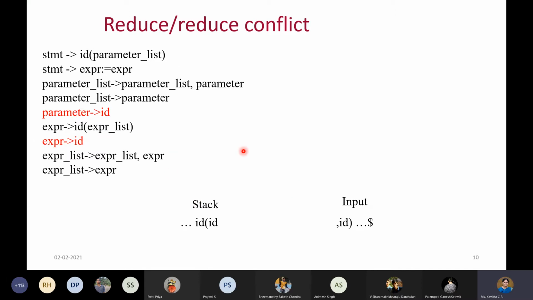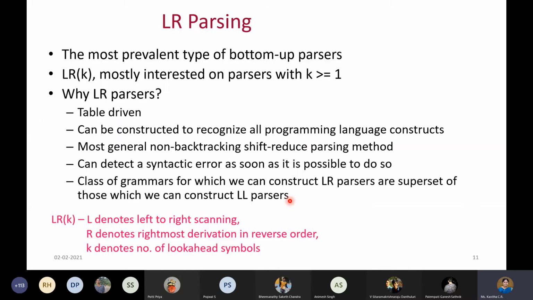So this particular situation is known as reduce conflict. You have decided to reduce, but the thing is which rule you are going to use for reduce, because there is a confusion. How do you solve that? That itself is known as the reduce conflict. So we will talk more about it.